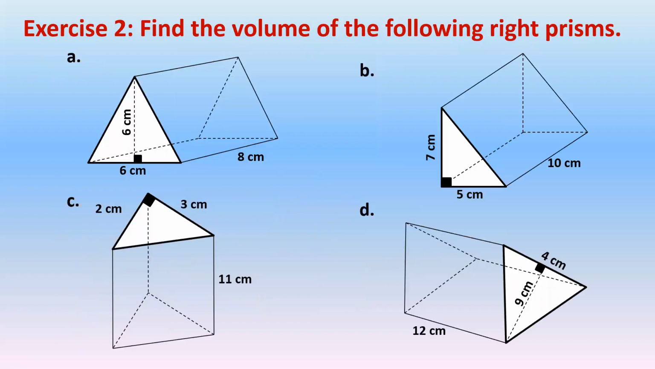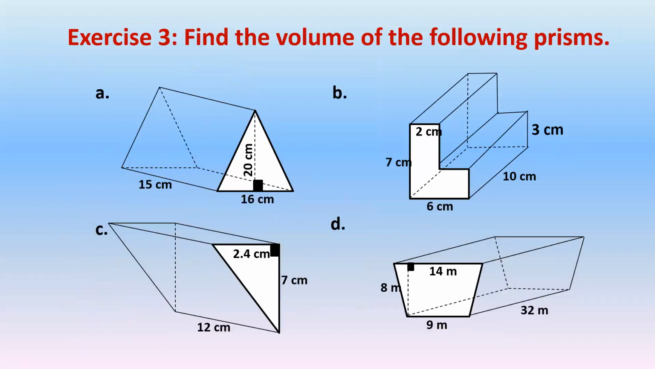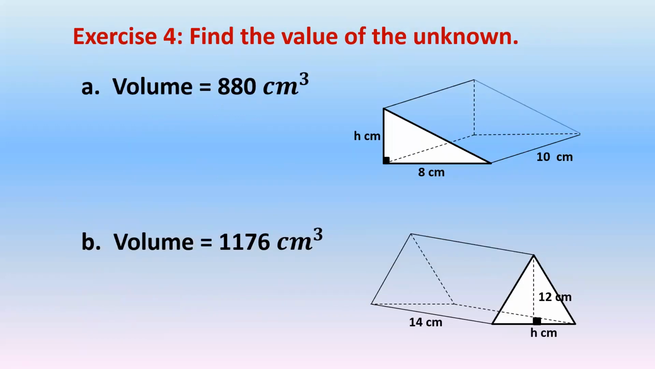Here are some exercises for you to practice. Exercise 2. Find the volume of the following right prisms. Exercise 3. Find the volume of the following prisms. Exercise 4. Find the value of the unknown. Part A. The volume is given, but the height of the triangle is unknown. We need to go and calculate the value of h. Part B. The volume is given, but the base of the triangle is unknown. We need to go and calculate the value of b.